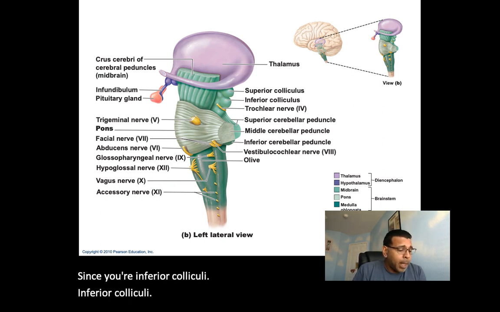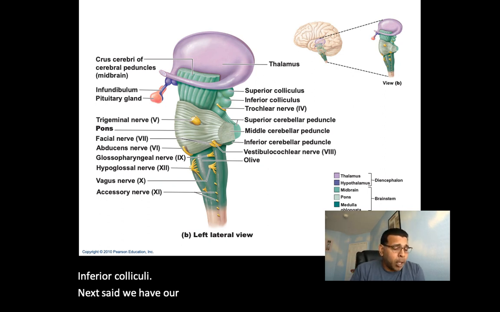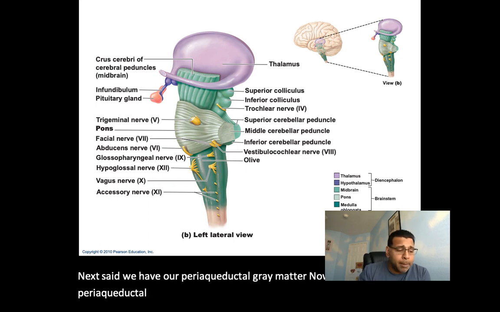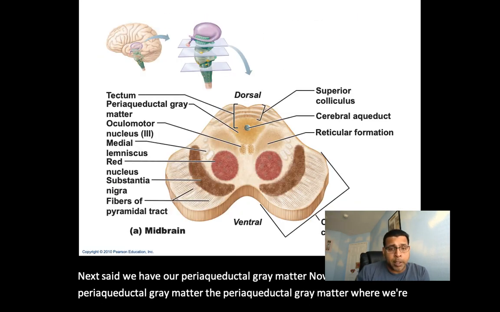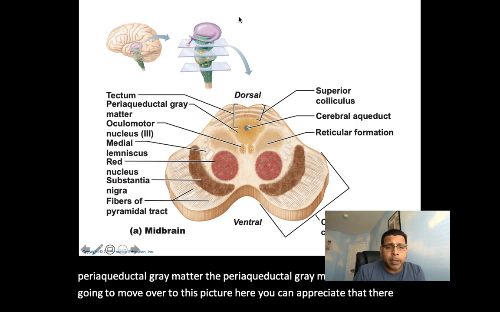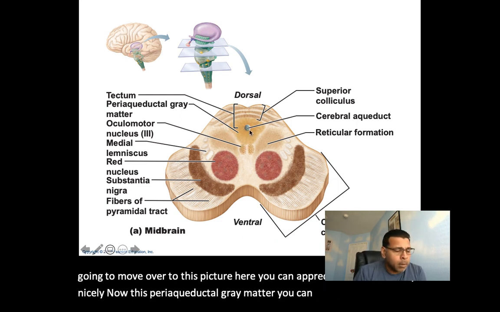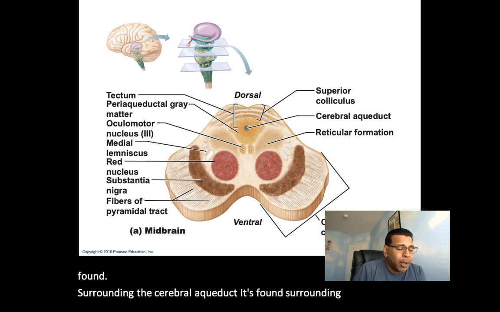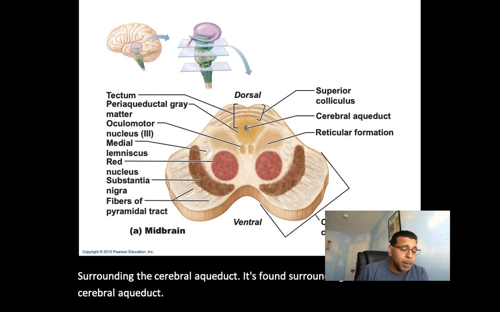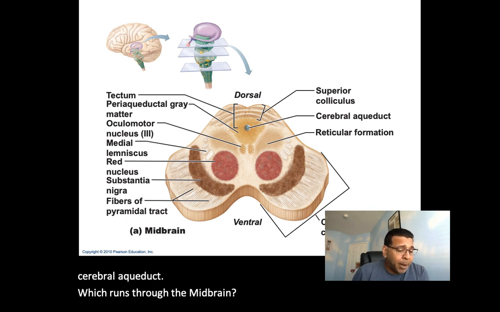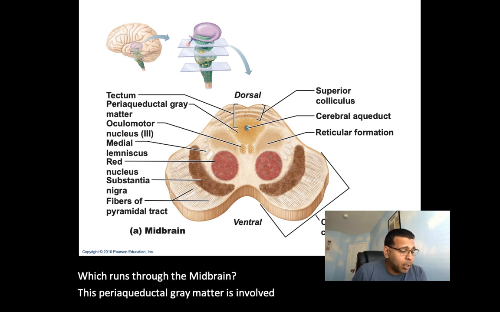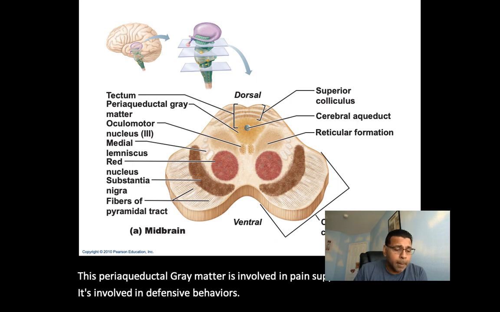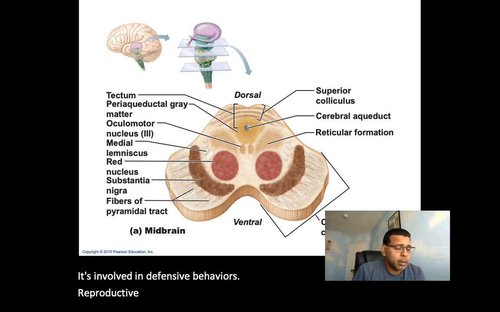Next we have our periaqueductal gray matter. We're going to move over to this picture here. You can appreciate that there very nicely. This periaqueductal gray matter is found surrounding the cerebral aqueduct, which runs through the midbrain. It is involved in pain suppression, in defensive behaviors, reproductive behavior, and in consciousness.